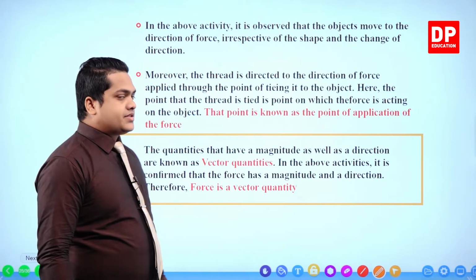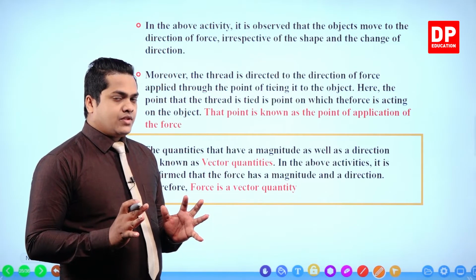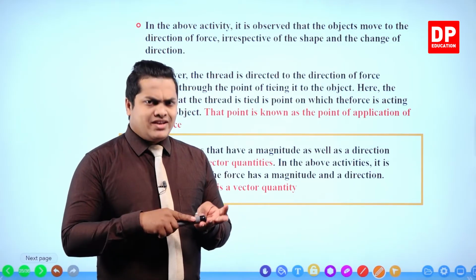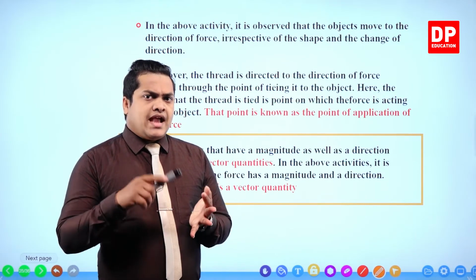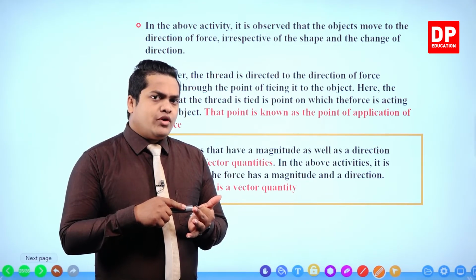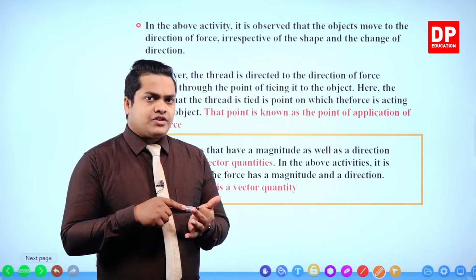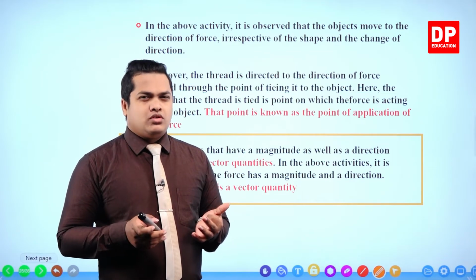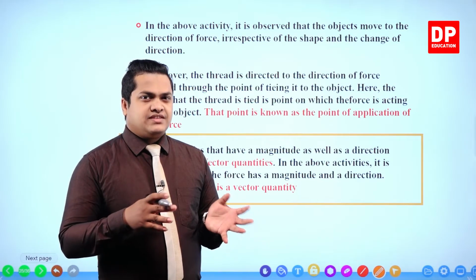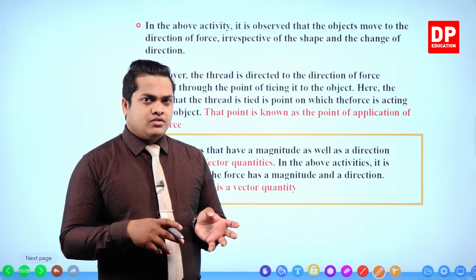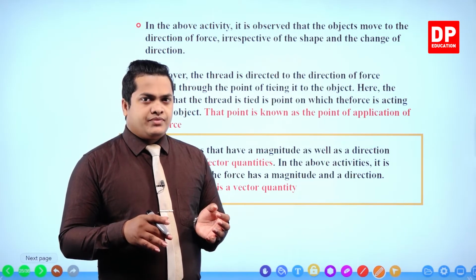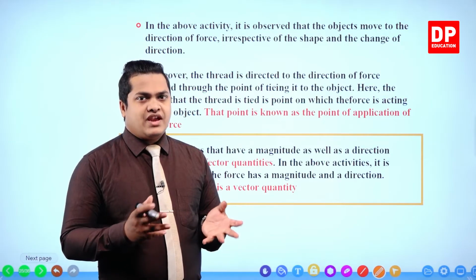So here it's quite obvious to us that force is a certain quantity that has a magnitude as well as a certain direction. If you do not apply forces in that direction, then we can't do the work that we need. Like opening a door, if it says to push, then we have to apply a push. When closing the door, if it says to pull, then we have to apply a pull.